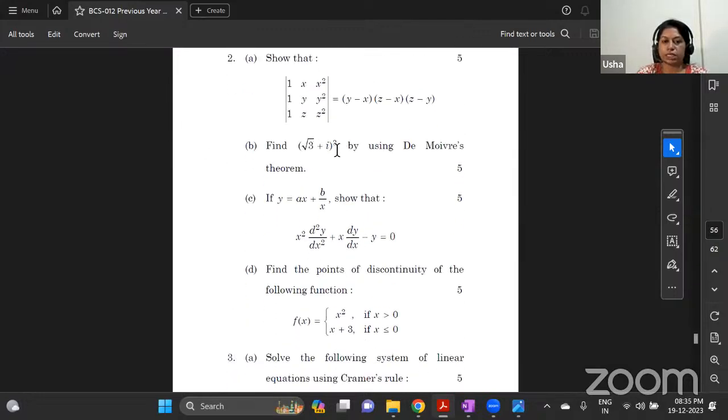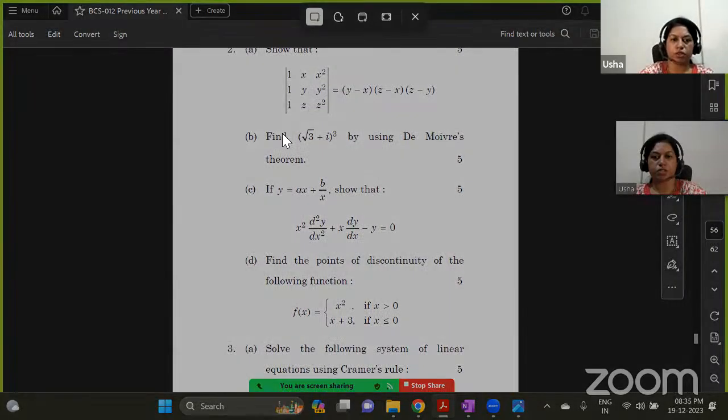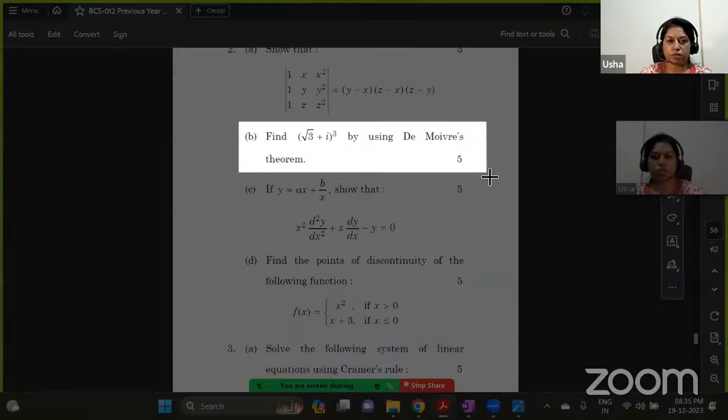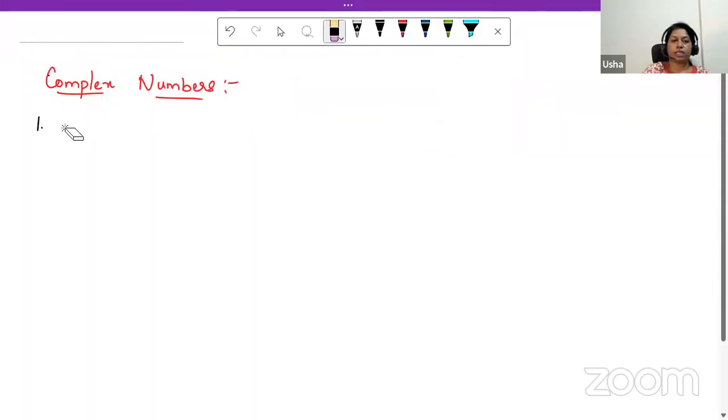Find (root 3 plus i) whole power 3 using de Moivre's theorem. This is one question which usually occurs. Now, what is a complex number? A complex number is of the form a plus ib.